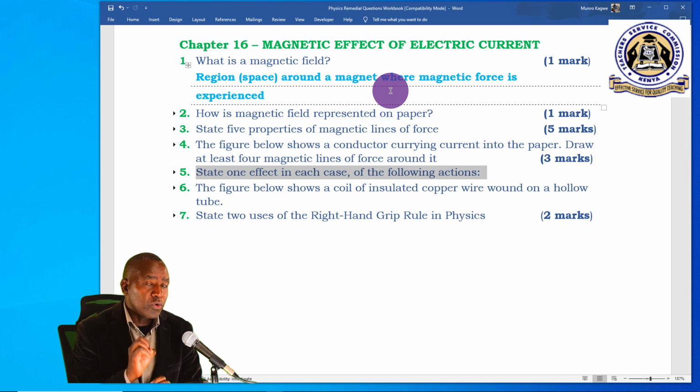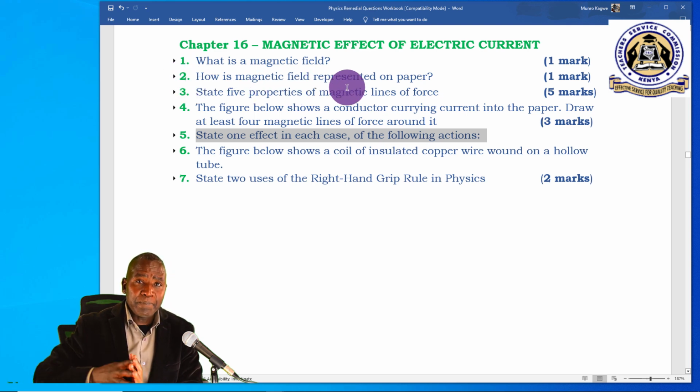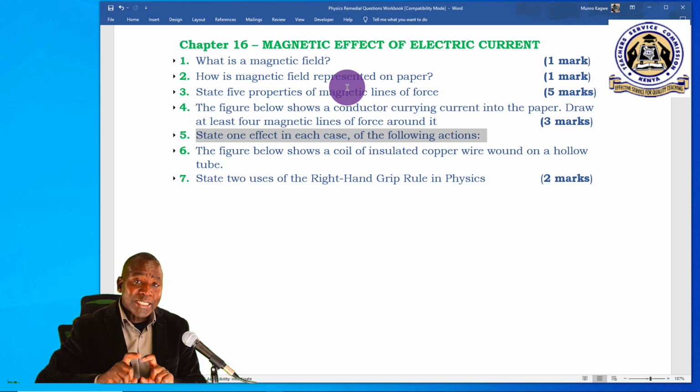So you might want to pause the video and write down those questions and the answers as we discuss them. So let's hide that answer, because later on I'm going to ask you the same questions. So let me hide the answers. Let me go to the second question. How is magnetic field represented on paper? Do you remember that we have already done this topic, magnetism? We have already covered the topic, magnetism, and we looked at a bar magnet.